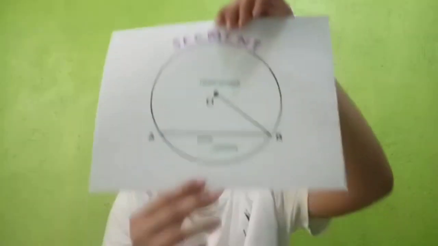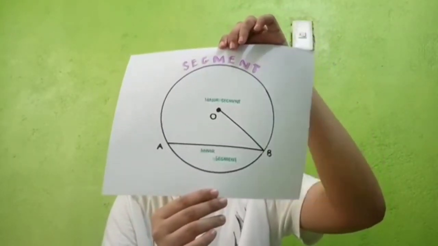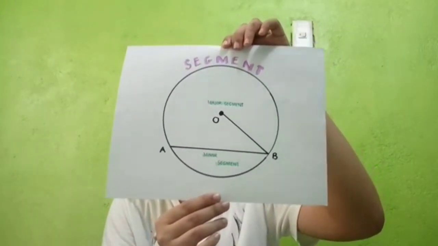Next part is the segment. Let AB be a chord of the circle. Then AB divides the region enclosed by the circle.